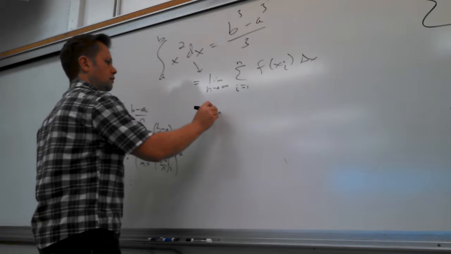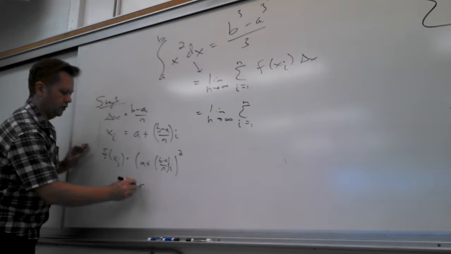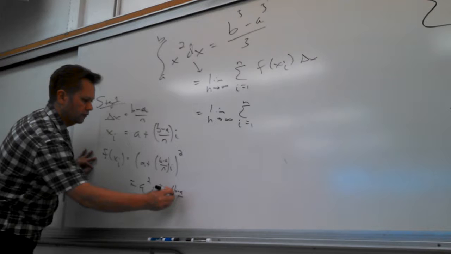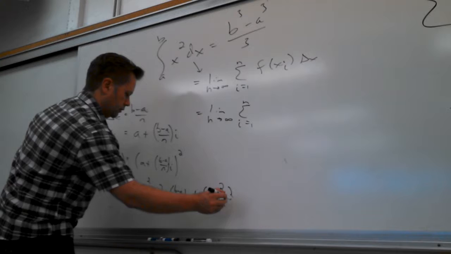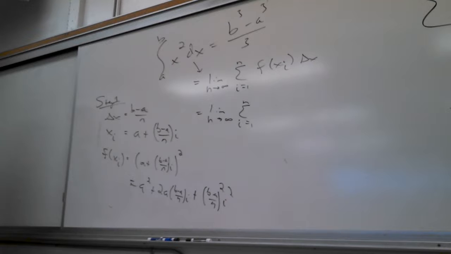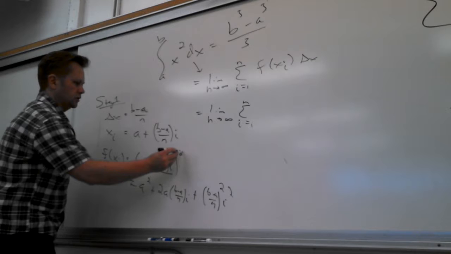If you FOIL this out, you get a squared plus 2a times B minus A over n times i. It's the middle terms, right? Plus B minus A over n squared times i squared. If you FOIL that bad boy out. This should be bread and butter for you guys. I can give you as ugly a thing as I want inside of a square, and you just FOIL it out. You just crank it.